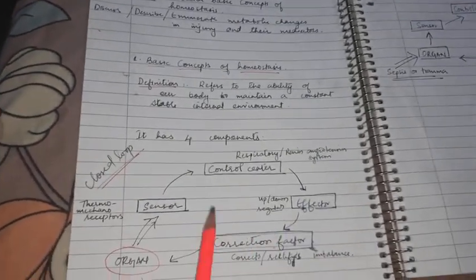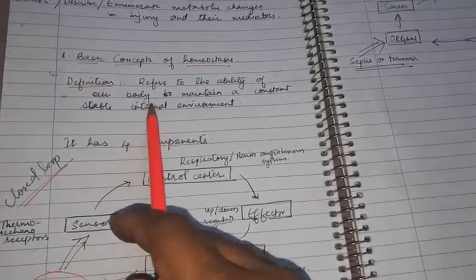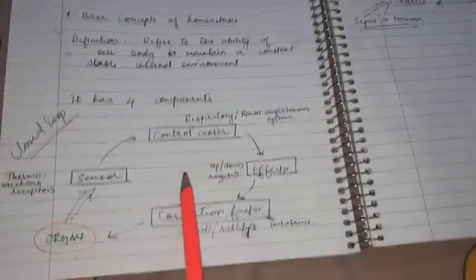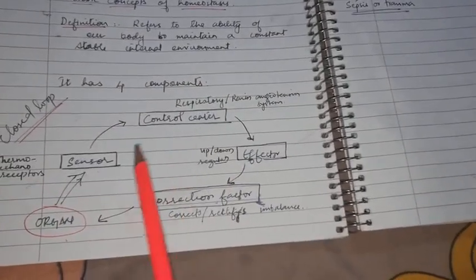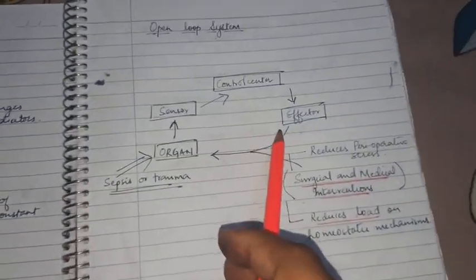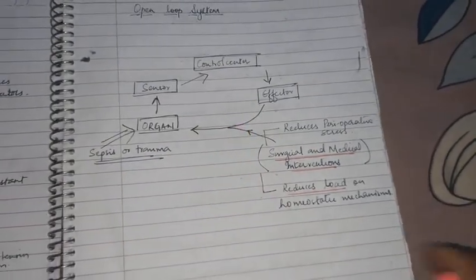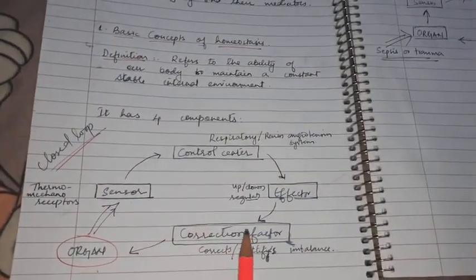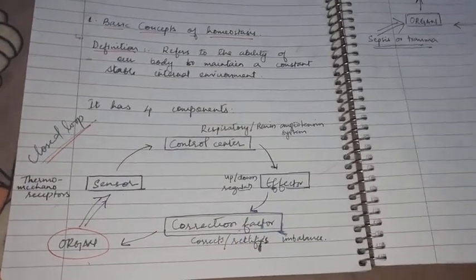So this is how you have to start your answer. You have to first give the definition of homeostasis, and you can write these two diagrams, that is closed loop system and the open loop system. These are the basic concepts of homeostasis, no more, no less.